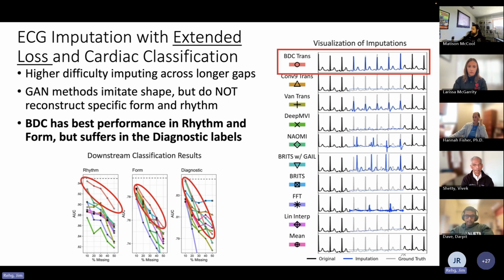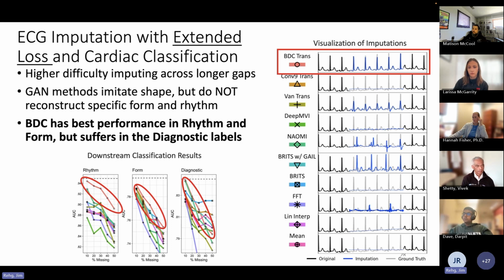So this is a model that we created and published a few years ago at NeurIPS, and at the top it's called BDC transformer. And you can see in this little schematic that this area that's grayed out is where samples were ablated, so samples were artificially removed. And then the blue peaks that you see in this graph are the imputed values of the signal from our model. And you can see qualitatively here that our model is doing a better job of capturing the morphology of the ECG signal in this case than many other competing approaches.